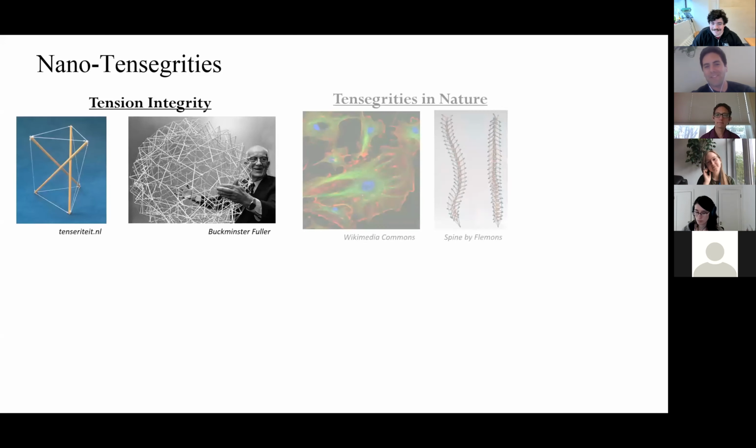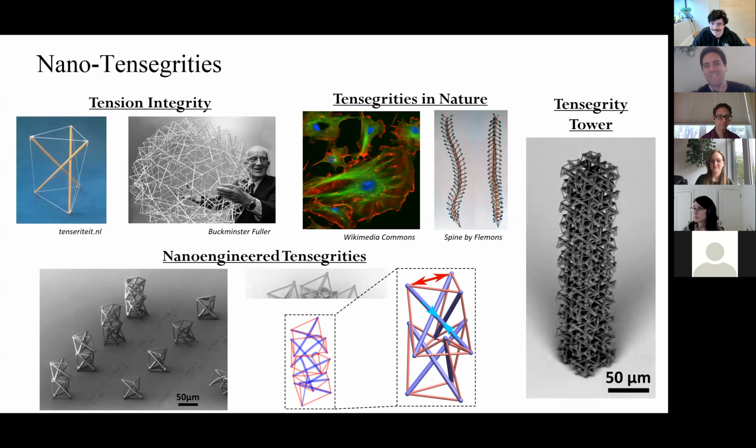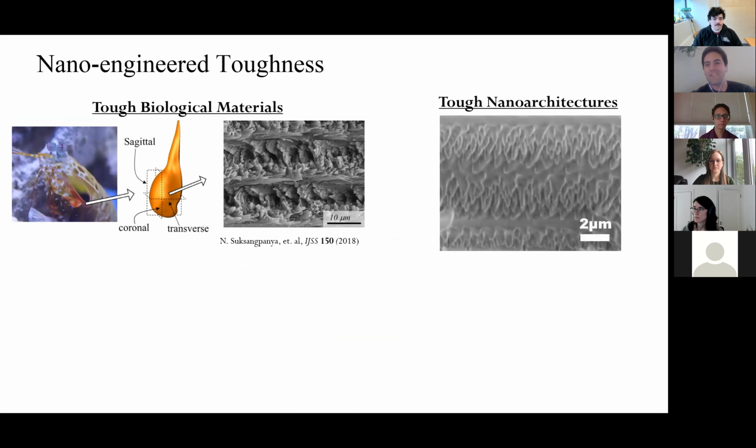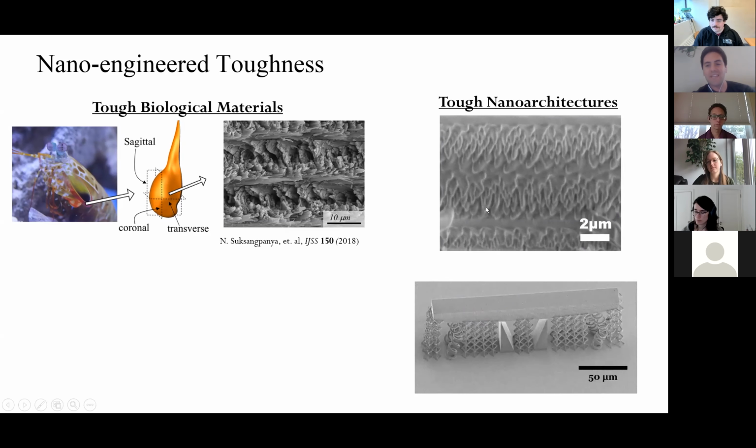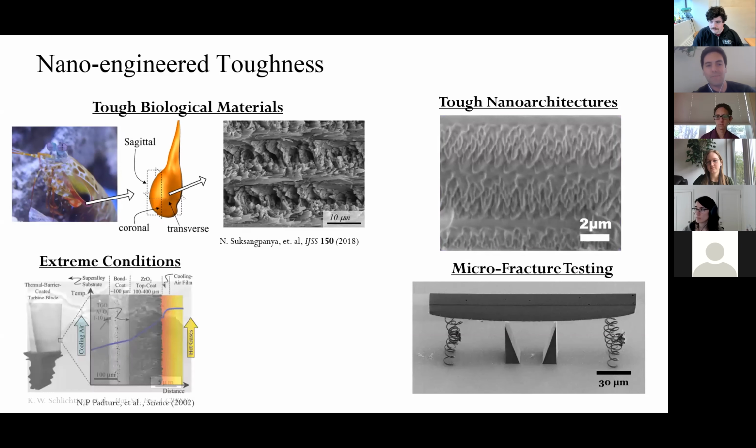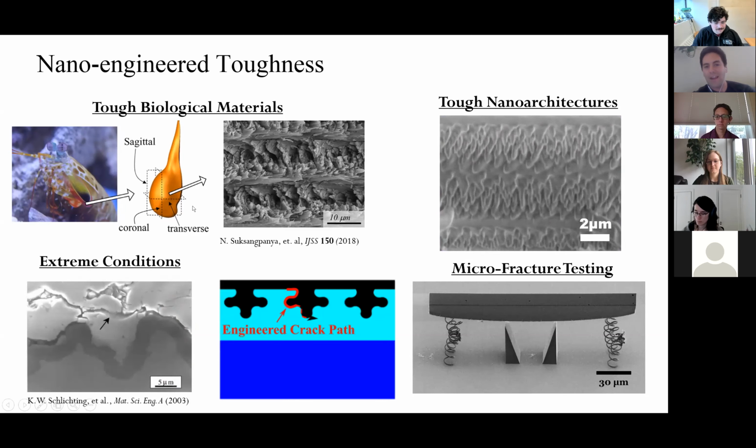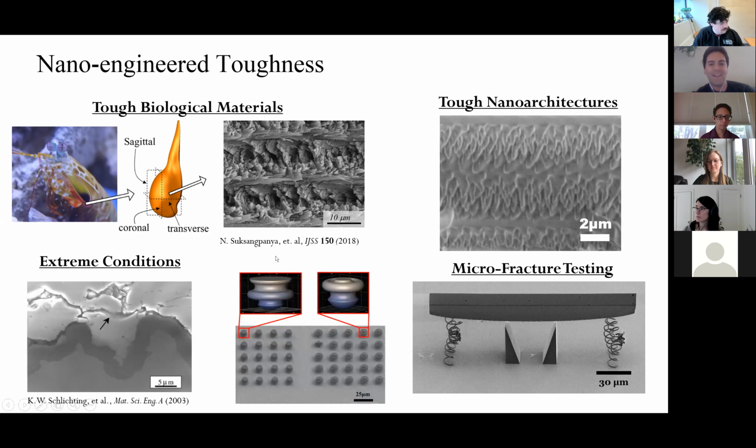Here I'm playing with nano tensegrities. The whole world around us is full of tensegrities, both us and our skeletons and cells. We're creating tensegrities at the nanoscale using some pyrolysis to create thermally shrunk materials. Those are neat. We're also working on nano-engineered toughness to create materials with fully dense structures similar to what you see in nature, doing some micro cantilever beam testing, trying to engineer crack path deflection at the nanoscale. And all of that we're doing with this Nanoscribe two-photon additive manufacturing and a whole bunch of fun post-processing steps after the fact.